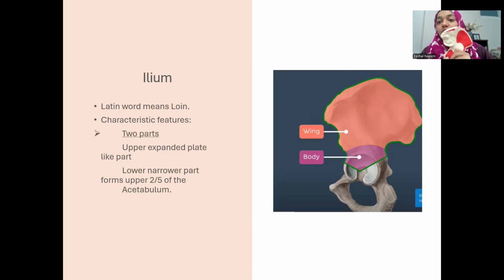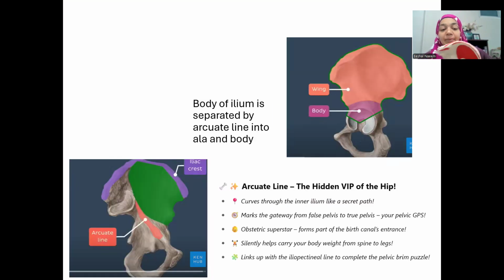Now we have the ilium, as I told you. The ilium has a wing and then it has a body. This wing is also called the ala of the ilium. Now, there's this important line on the pelvic cavity that we follow through. First, there's an arcuate line that curves through the inner ilium, like a secret path, right? So it curves through the inner ilium in the iliac fossa, right at the medial border of the sacropelvic surface and the iliac fossa. There is the medial border of the ilium, right? So just a little below that, it continues till the iliopubic eminence.